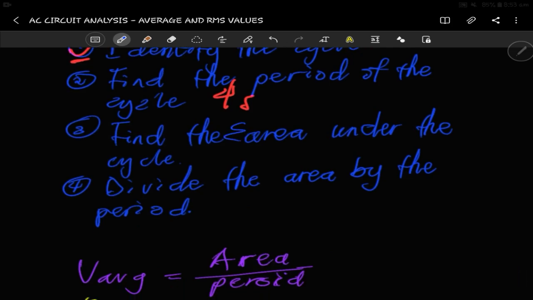So let me just put this here. The total area, right? Find the total area, not just the area. The total area under the cycle, not just any area. Okay, so let's correct that. Total area. So if it happens to be a complex shape, just sum all the areas under it.